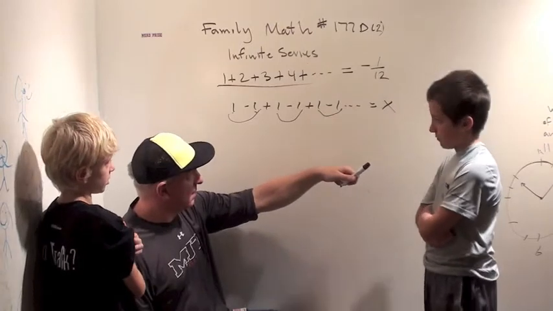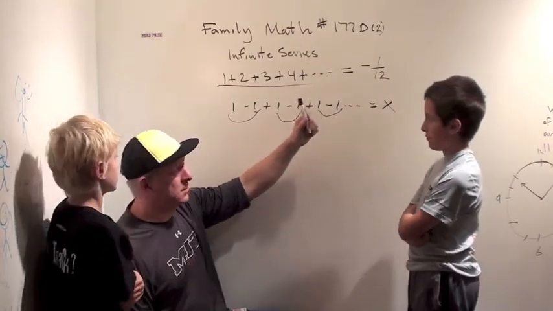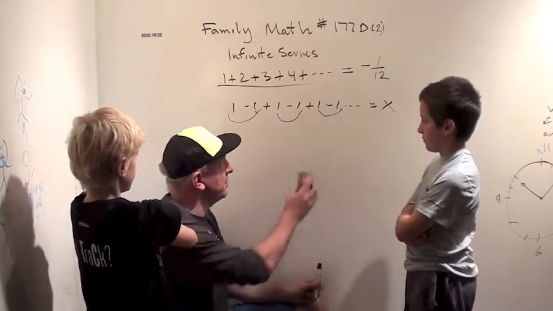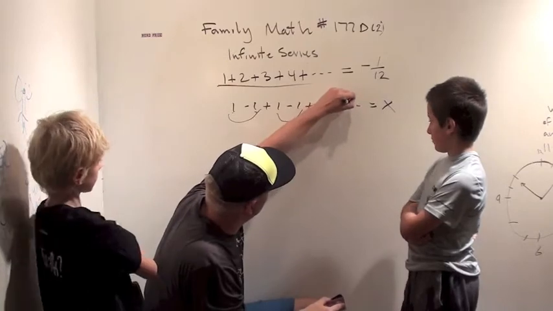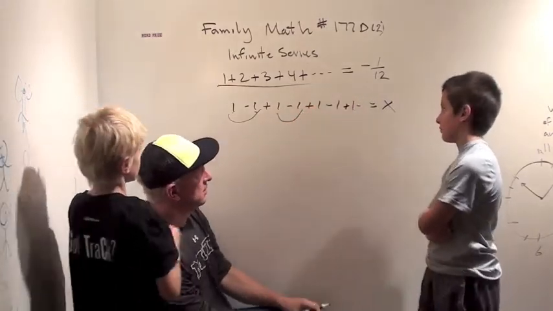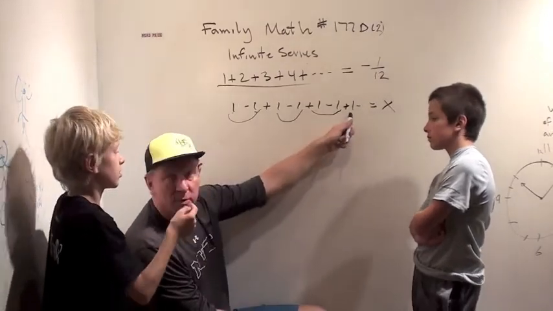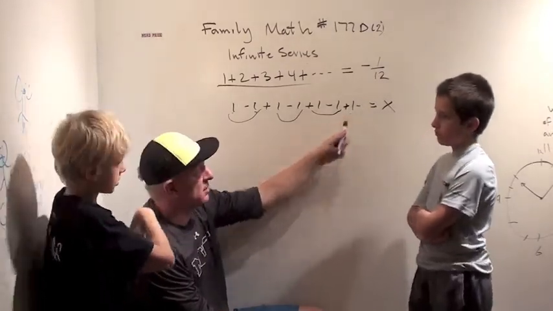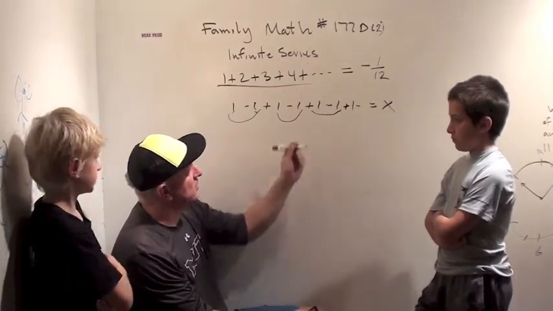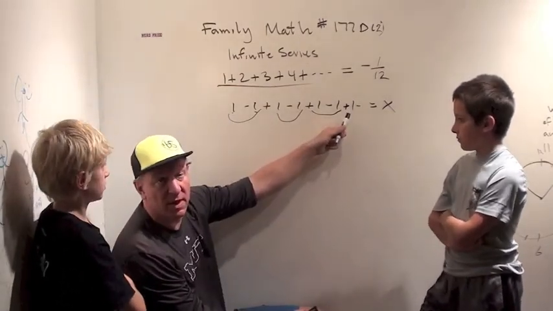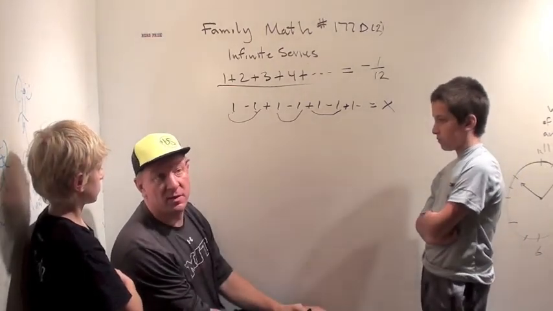But if the last term is a positive 1, what happens? So let me just put a positive 1 here and pretend it ends there. Well, then you have all these 0 groups, and what do you have left? 1, so it's plus 1. So that's why he was saying it might have two values. If it ends in a plus 1, it looks like the value of the sum is 1. If it ends in a minus 1, it looks like the value of the sum is 0.